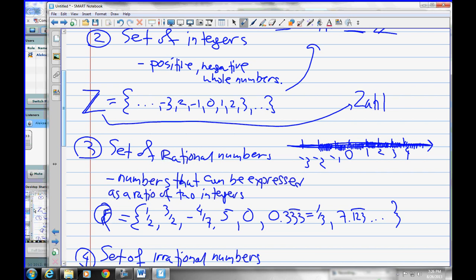Now, we will also talk about numbers that are not real in this class a little later. Okay? But that's as far as real numbers go.